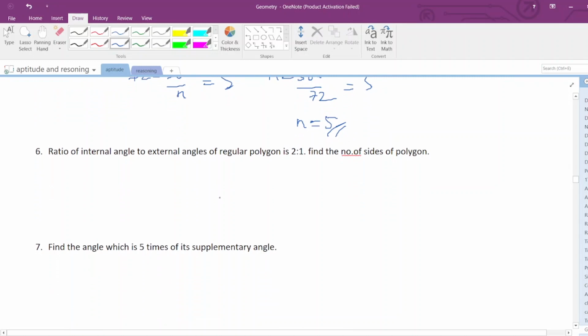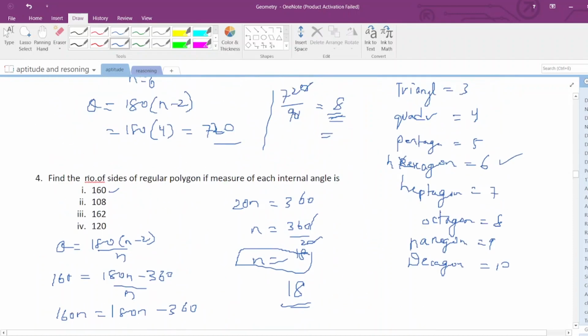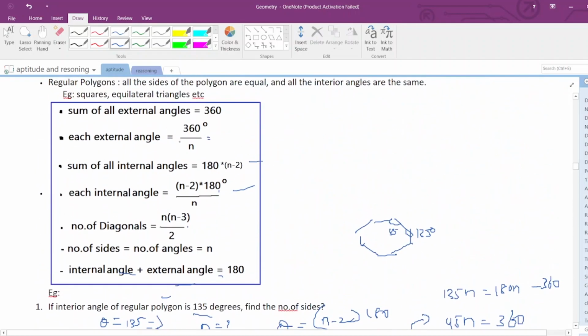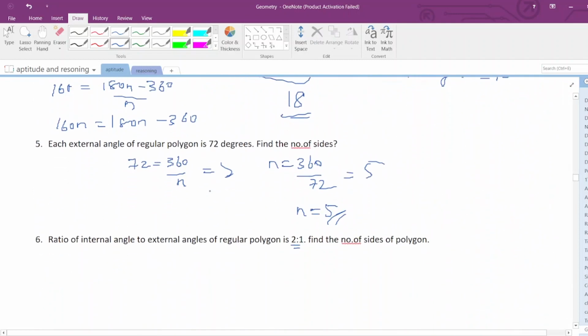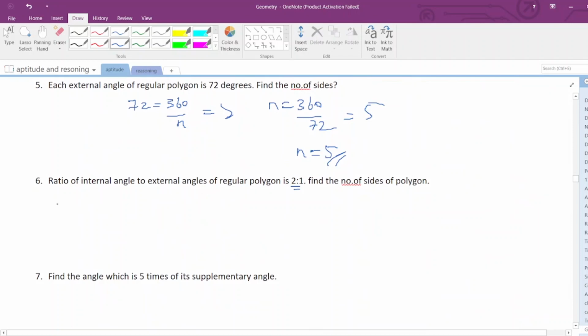And the ratio of internal angle to external angle of a regular polygon is 2:1, find the number of sides. Internal angle to external angle. Okay, I take the formula for each internal angle and each external angle. Each external angle is 360 by n, each internal angle is 180(n minus 2) by n. So they ask the ratio internal to external, so put internal on top, 180 into n minus 2 by n, by external which is 360 by n, right, which is equal to 2:1. We can write 2 by 1.